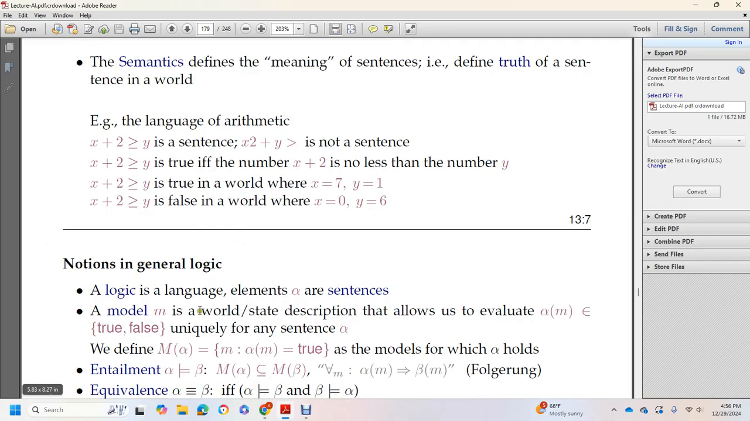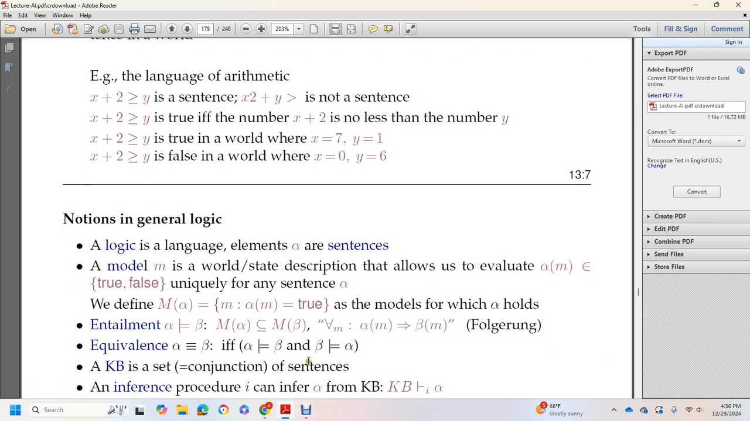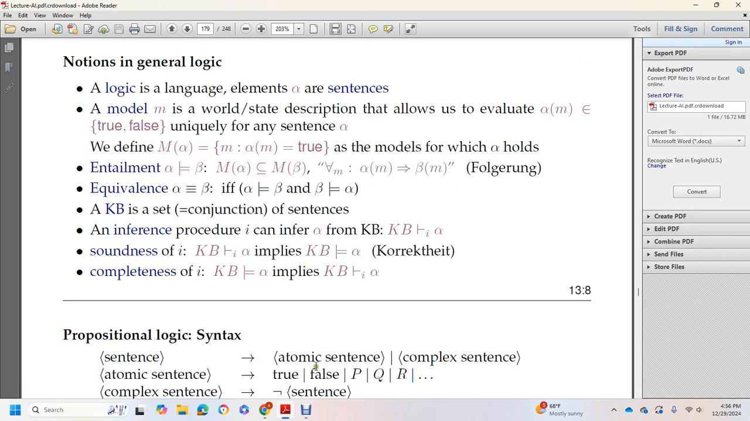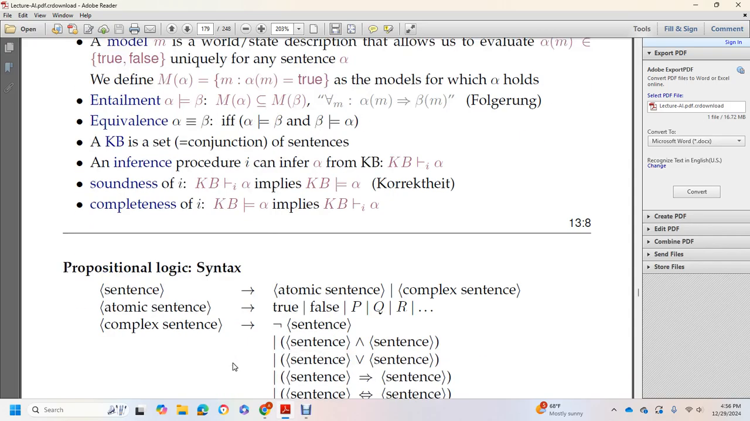Notice that the general logical language elements are sentences and models, which are possible world states, allowing us to evaluate the truth of any sentence in the well-defined models, for which entailment holds. The KB entails a sentence if the sentence is true in all models where the KB is true. Inference: if I can infer a sentence from the KB, then it is derived. Soundness and completeness of the inference procedure.